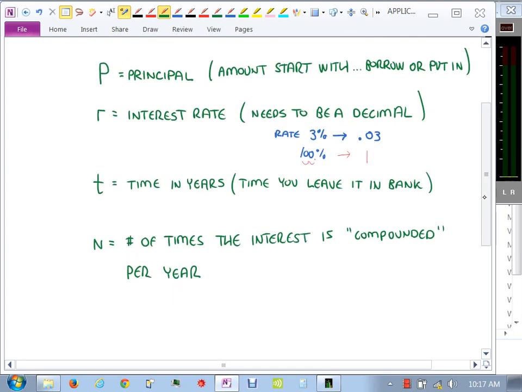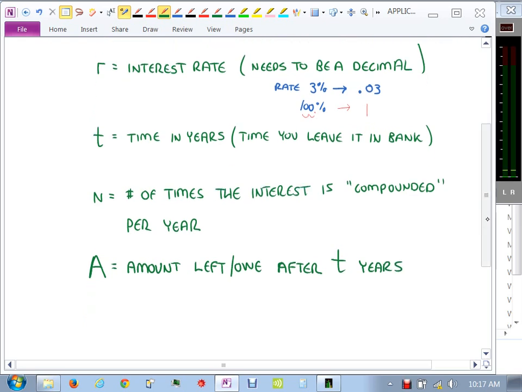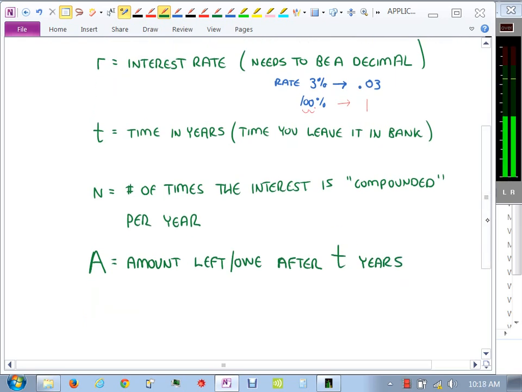Back to the formula. The final thing in the formula was the A. The amount, the A is the amount left, or the amount that you owe after the T years is up. So the left side of that equation is just how much you either owe or how much you're going to have sitting there waiting for you if you left it as a savings account. All right?